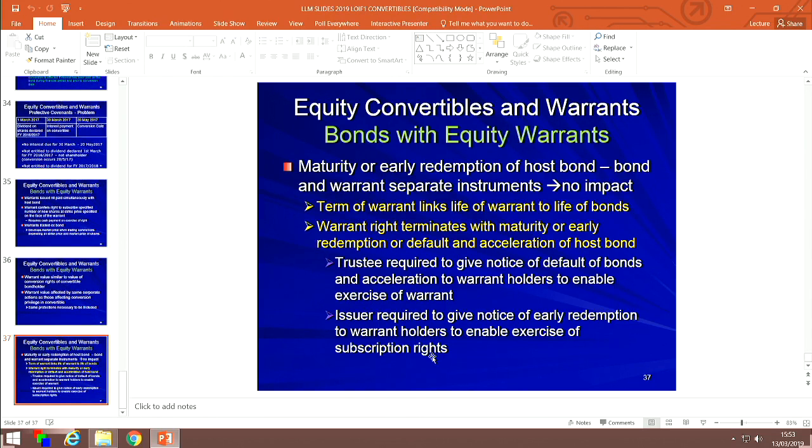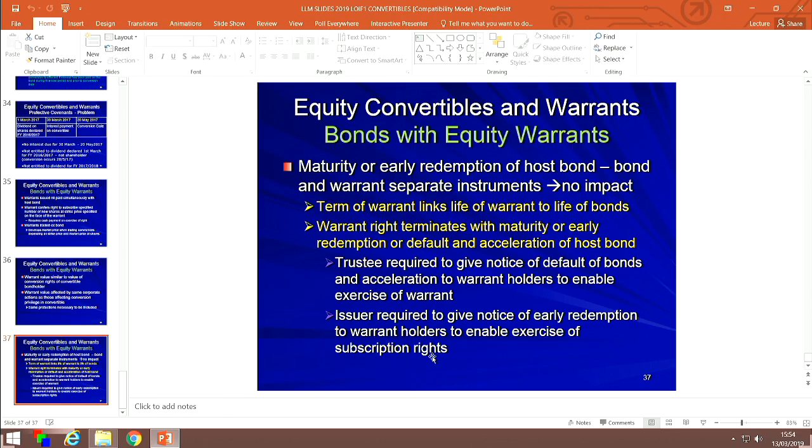A couple of other things. If the host bond is redeemed prior to its maturity, logically, because they are two separate instruments, it should have no impact on the existence of the warrant. But a specific term in the warrant provides that the warrant right terminates if the host bond is redeemed or defaulted.